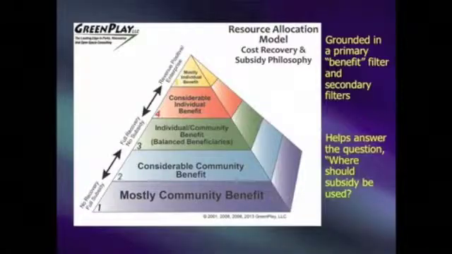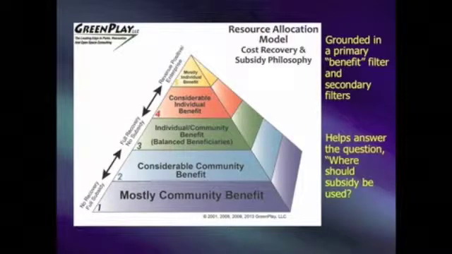Here's the model, and if you take a closer look, you see at the bottom, basically the base is the community benefit. We've just talked about that. The justification is that because we have money coming from the community, the primary benefit from everything that we offer should be a community benefit.